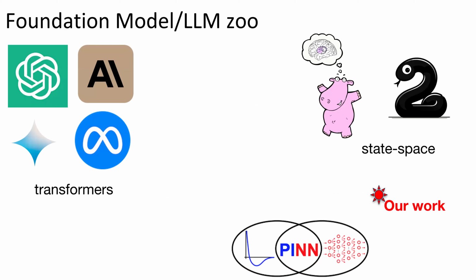And just to position where our work sits, on the top left, you see most of these transformer models that are in production systems today from Google and OpenAI. On the top right, you see the state space models that Terry attributed to this morning, S4, Mamba 2. And on the bottom, you see this evolving body of work on physics-informed neural networks. Our work sits somewhere in that neighborhood between state space models and PINNs.